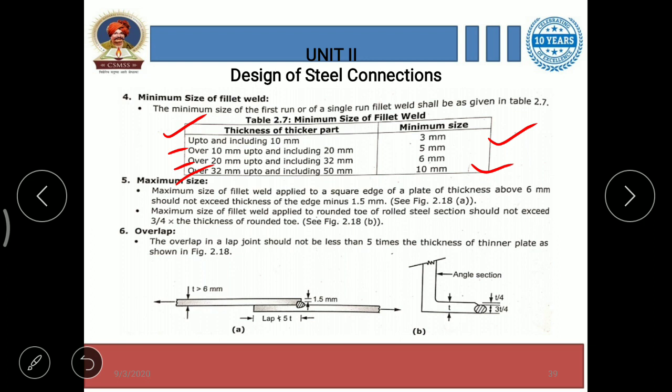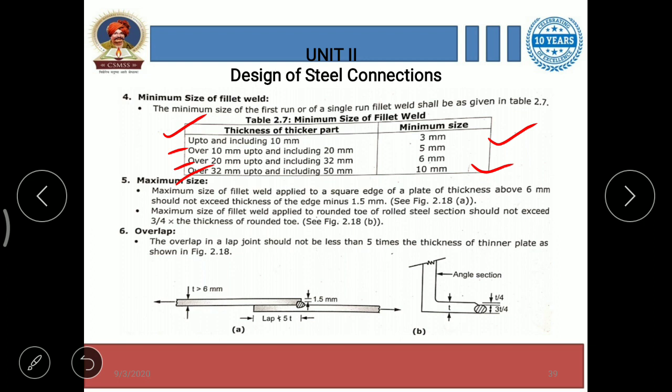Then sixth specification is overlap. The overlap in a lap joint should not be less than 5 times the thickness of thinner part, as shown in the figure. Just look at these figures. Angle section, lap joint and fillet joint are given.